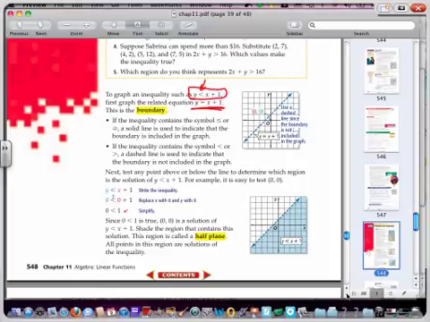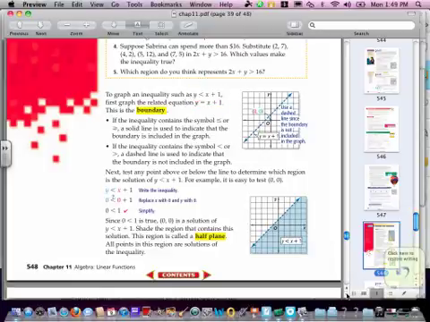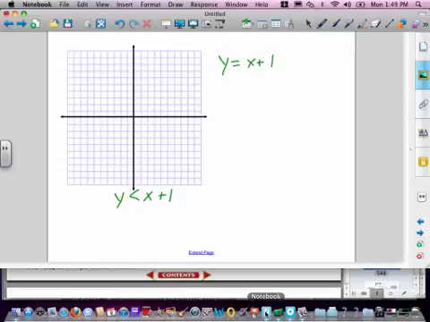There's not enough room for me to work here, so let's go over to this one. Let's say this is what I'm doing. y is less than x plus 1. Once again, the easiest thing is to consider this to be y equals x plus 1 and plot this line. Okay, so the y-intercept is 1, and the slope is 1.